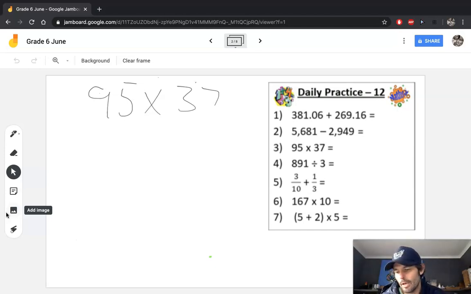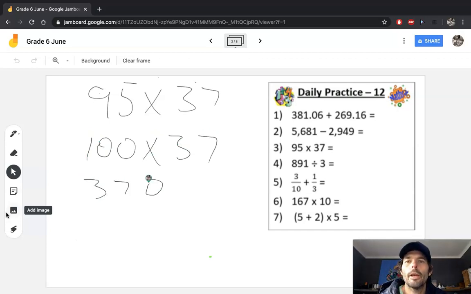So I'm actually going to say 100 multiplied by 37, and we know that's 3,700. Then I need to figure out what's 5 times 37. I know 30 times 5 is 150. 7 times 5 is 35. So 150 plus 35 is 185.